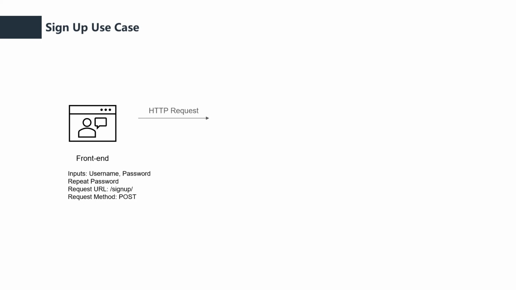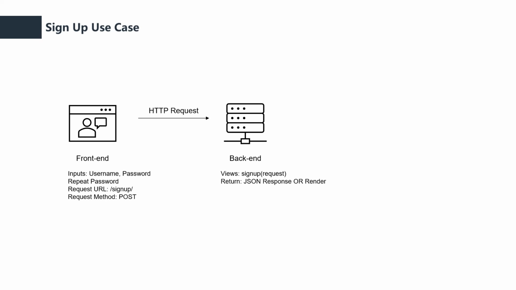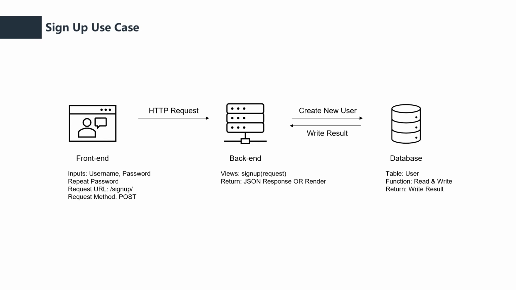In the registration use case, the front-end sends the user's input to the back-end as an HTTP POST request, and the corresponding function on the back-end accesses the database and compares the existing user data table. When the user's input matches the criteria, the function writes the new user's data in the user data table.